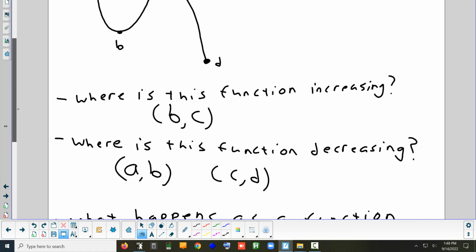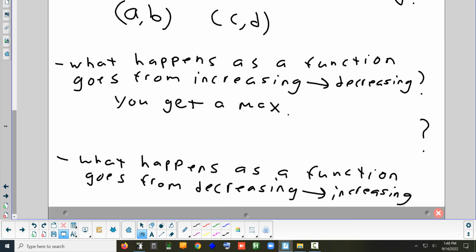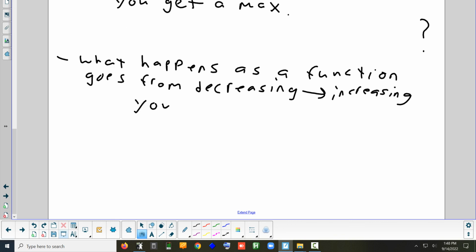How about when you go the other way? From decreasing to increasing. What is created at the point where a graph switches from decreasing to increasing? Yeah. You get a minimum. So where a graph switches its slope from a positive number to a negative number, or from a negative number to a positive, you create an extremum.